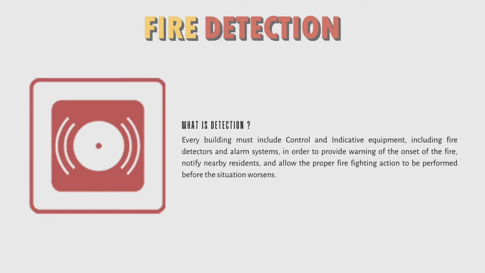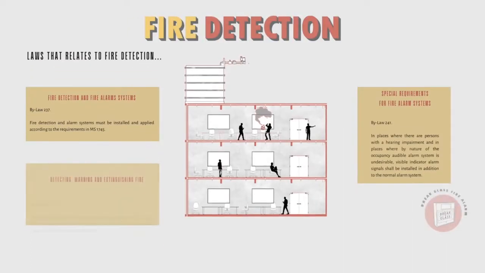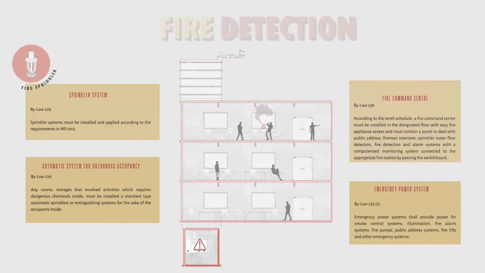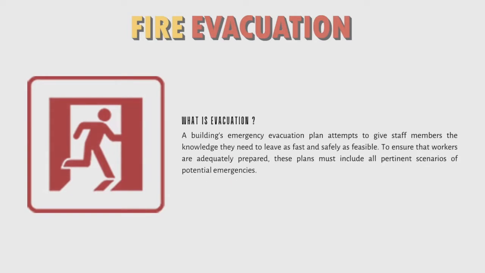Fire detection is a protection that includes control and indicative equipment in order to provide warning on the onset of the fire and allow proper firefighting action to be performed. And these are the laws that are related to fire detection equipment, which covers smoke detectors, fire alarms, and fire sprinklers.